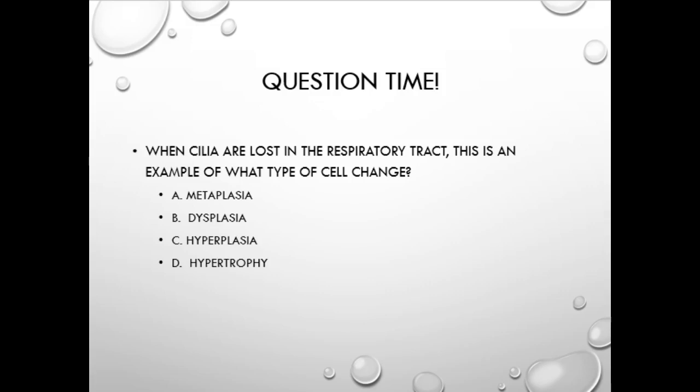Question time. When cilia are lost in the respiratory tract, this is an example of what type of cell change? This is a little difficult, this question. Think about the true definitions of what I have given you. Okay, so cilia are lost. We have a cell with cilia as opposed to a cell without. So would that be metaplasia, dysplasia, hyperplasia, or hypertrophy? I'm going to pause the tape at this point, and I will see you in the next video.